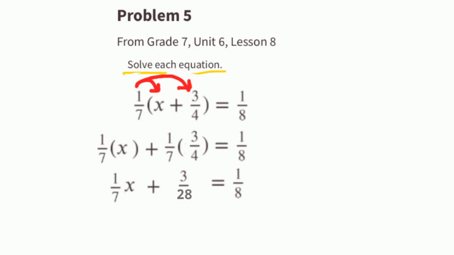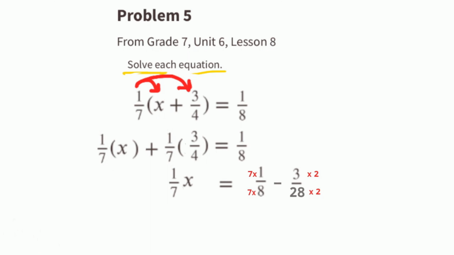To get x by itself, we need to subtract 3/28 from both sides of the equal sign. For 1/8 minus 3/28, I need to find a common denominator. I think I'll use 56. So 7 times 8 is 56, and 7 times 1 is 7. So that turns into 7 over 56. And 28 times 2 is 56, and 3 times 2 is 6. 7/56 minus 6/56 is 1/56.